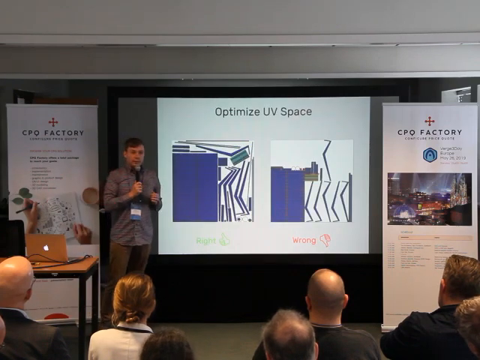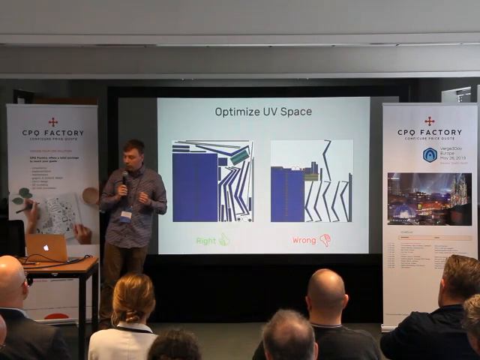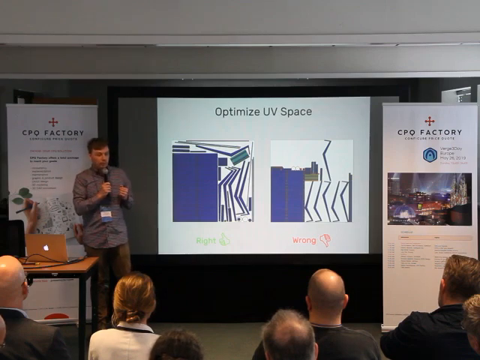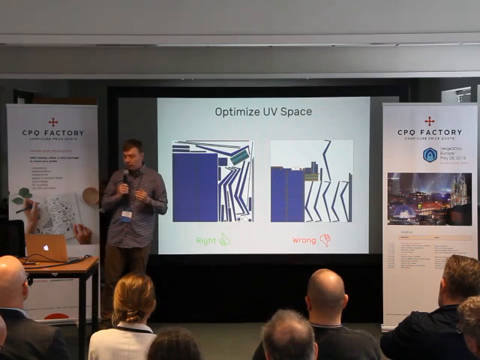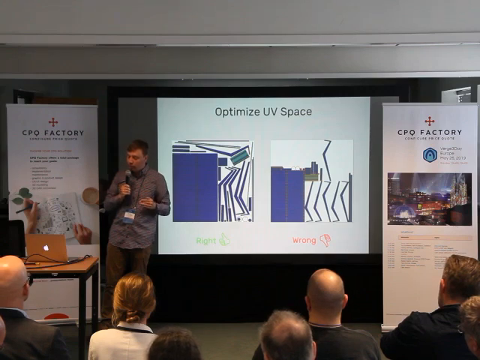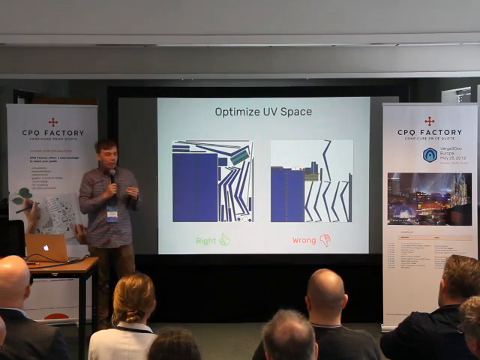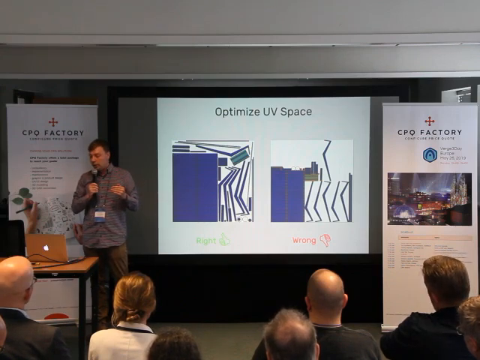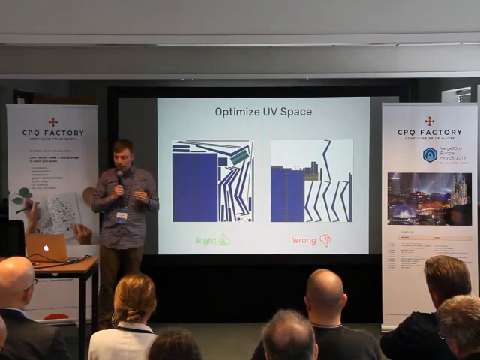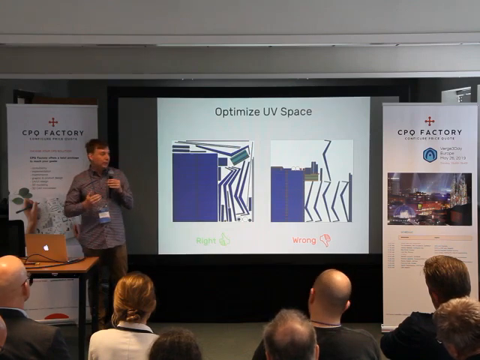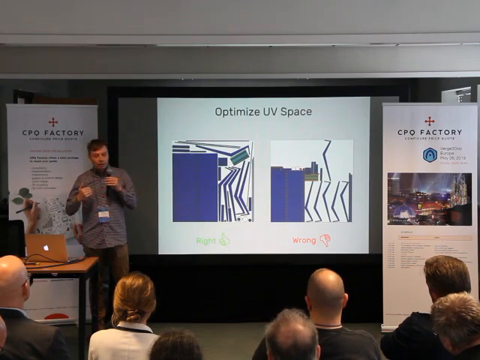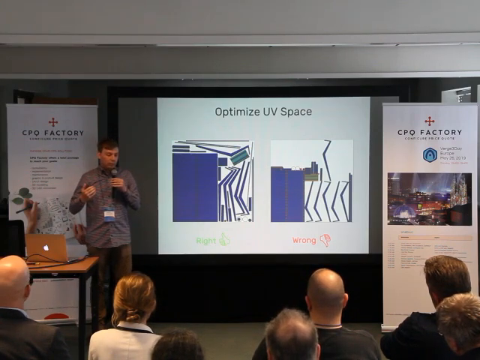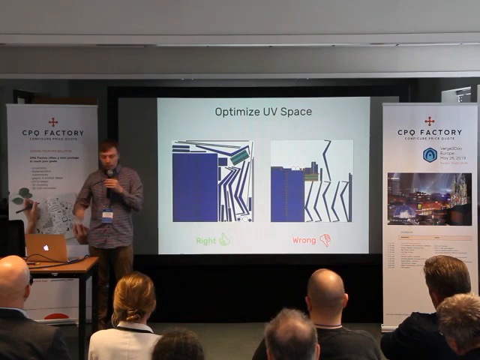Another way to optimize your images, your maps, is to optimize UV space. The more compact your UV map is, the more effectively it will use the space of an image. So you can even reduce the size of an image without losing quality.